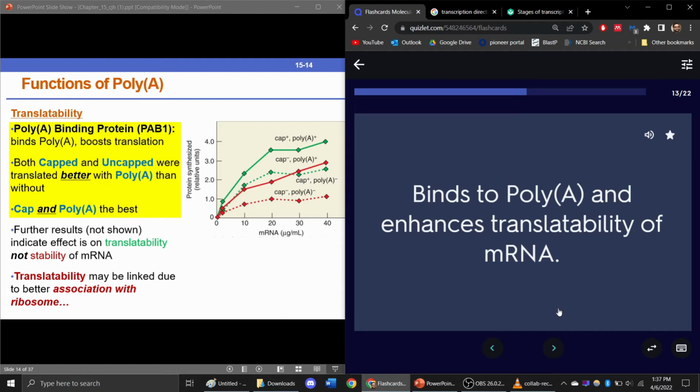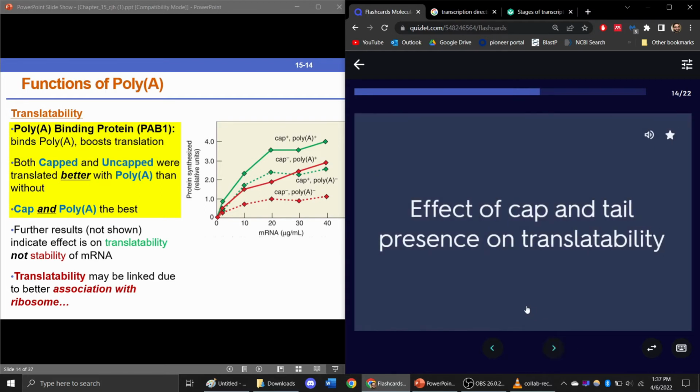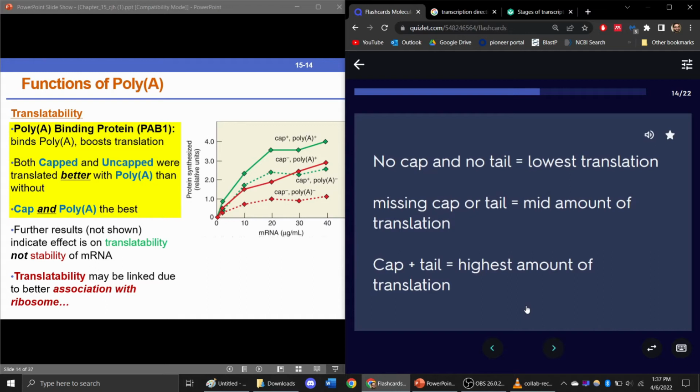Now, just generally speaking, the effects of cap and tail presence on translatability. I was too lazy to put this graph in, so I'm just going to move to slide 14. But there's this little graph here. If you have no cap and no tail, this is your translation in terms of protein synthesized. You can see you have really low amounts of translation with no cap and tail. With a cap and a tail, you get a lot higher amounts, and if you're missing either a cap or tail, you're somewhere in the middle.